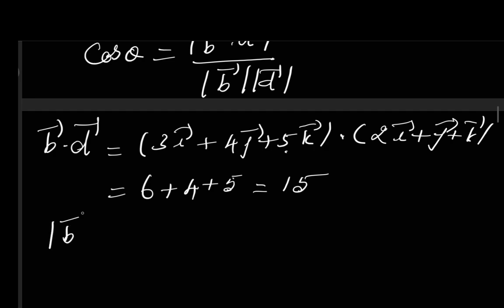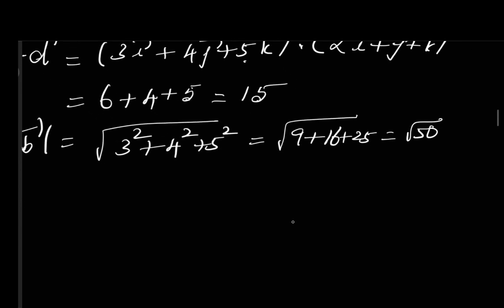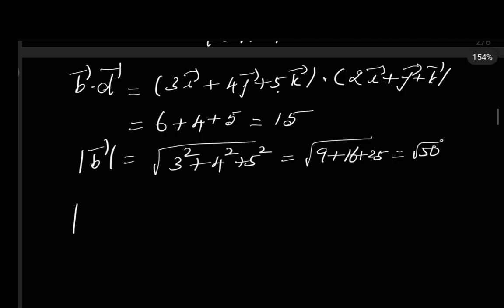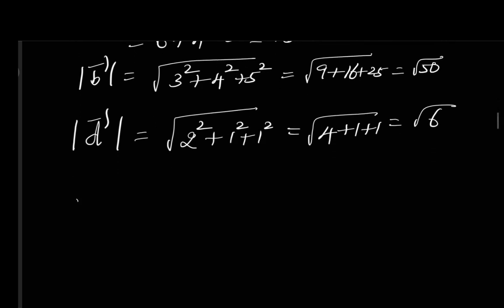So what is the modulus of b vector? This is b vector: 3 square plus 4 square plus 5 square. Root of 9 plus 16 plus 25. This is square root of 50. Just keep it as it is and find the modulus of d. That is square root of 2 square plus 1 square plus 1 square, the coefficients. So square root of 4 plus 1 plus 1, so root 6.